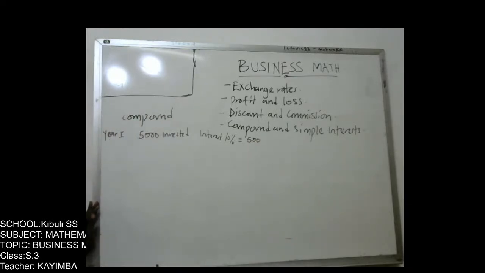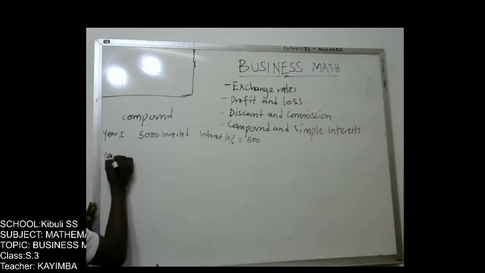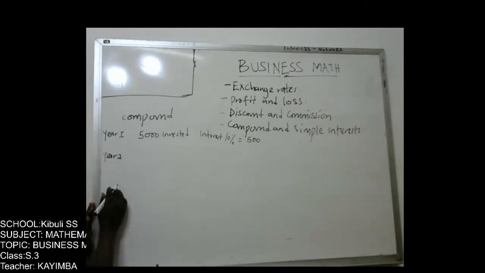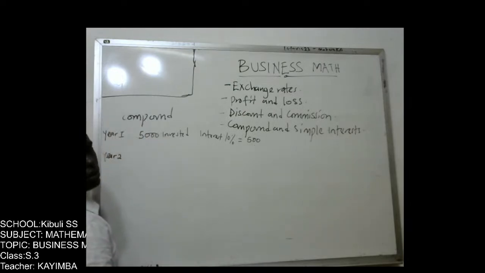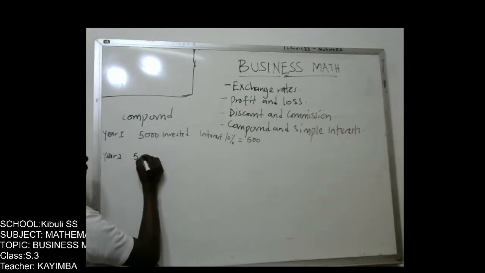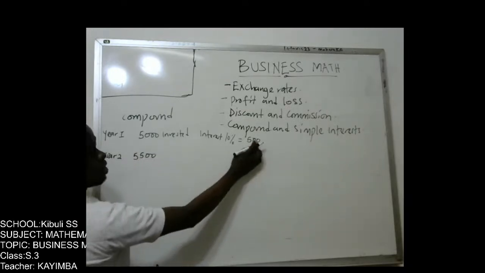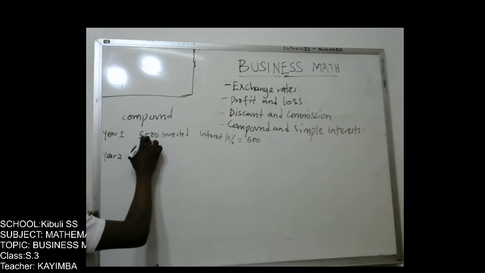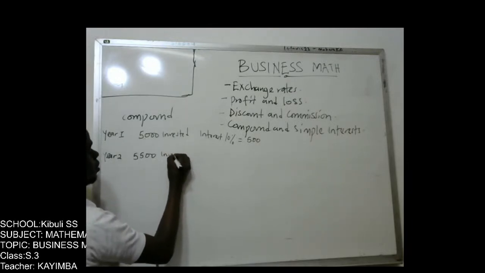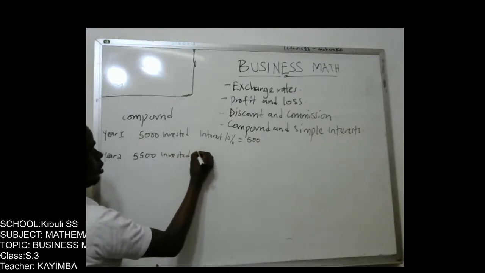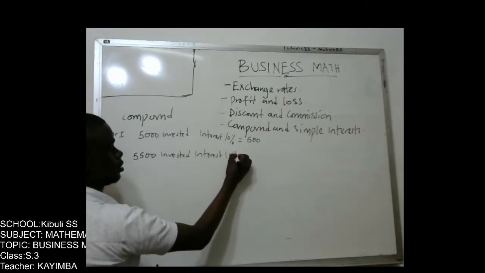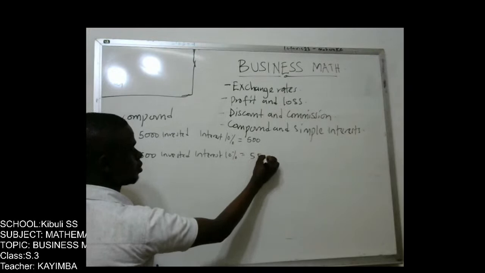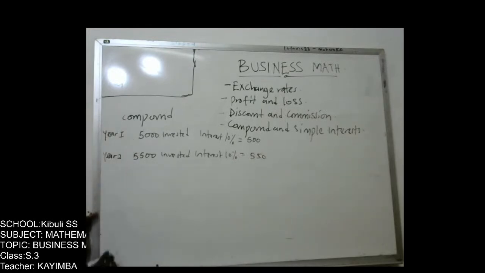Then year two. We are looking at compound interest. Now the investment is going to change, and it's going to be how much? 5,500, because this one is also going to add on this. Then this is invested. The interest is still 10%, and this will give us 550.